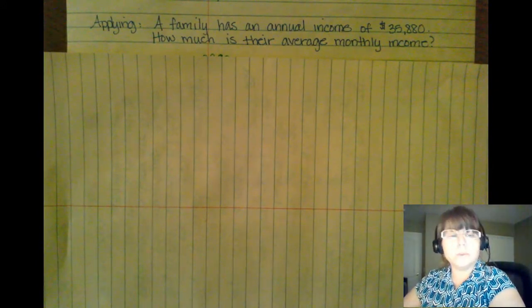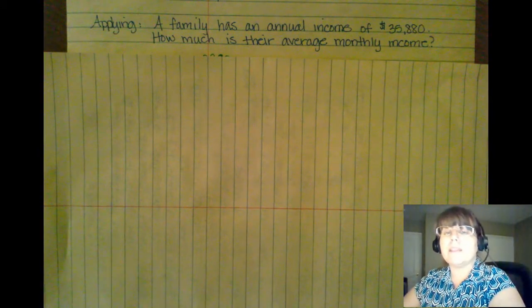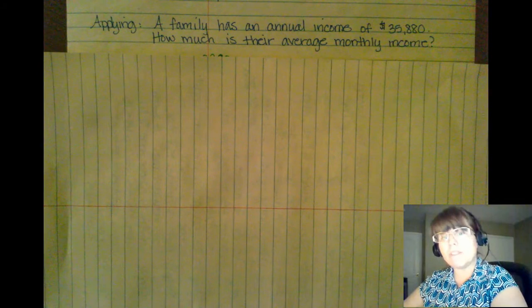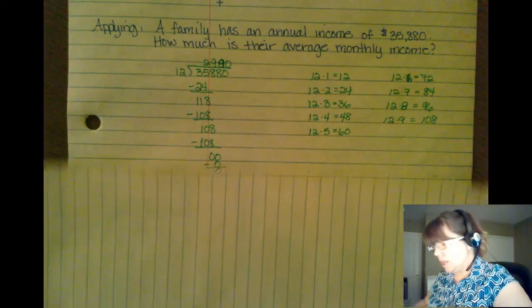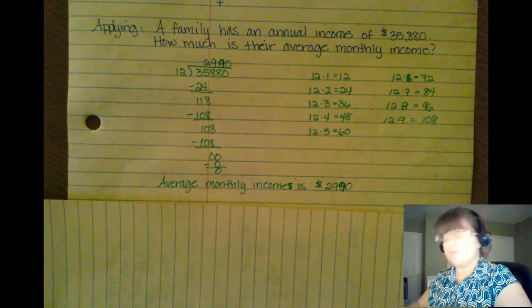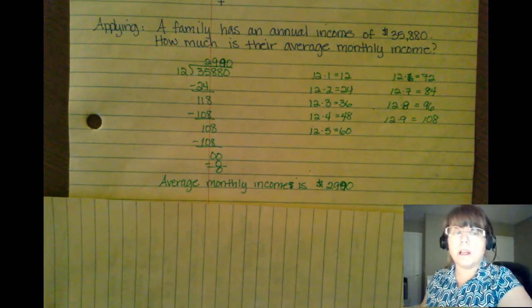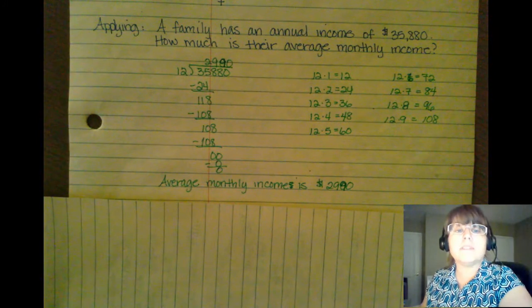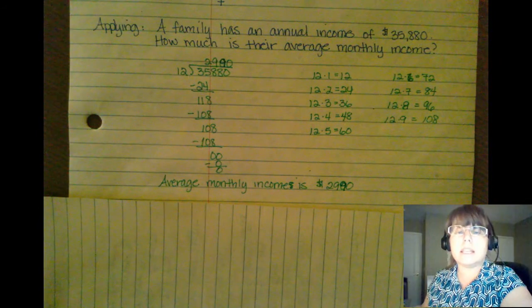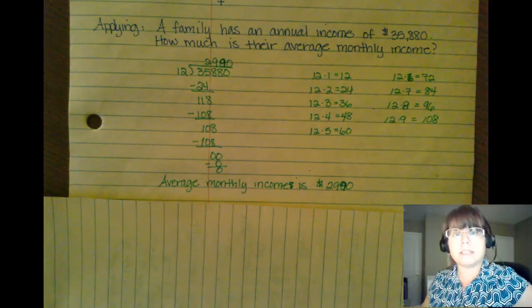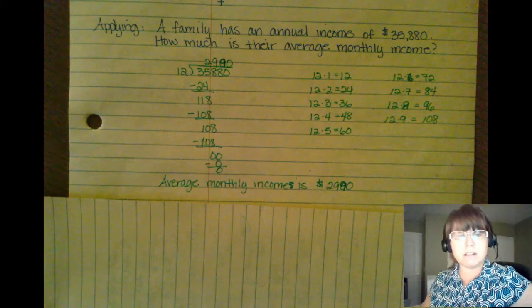Alright, so let's apply division. A family has an annual income of $35,880. How much is their average monthly income? What that means is I need to divide it by 12 because there are 12 months in the year. If I work it out, this is a perfect example of long division. 12 goes into 35,880 2,990 times. So their monthly average income is $2,990. Sorry, almost gave them a raise of $9.